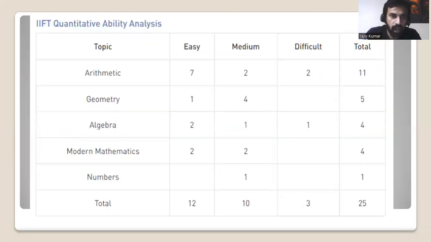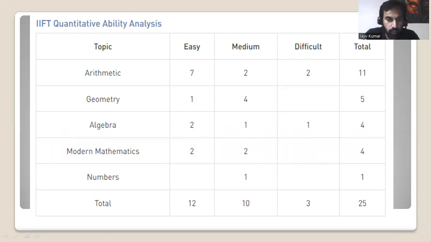Then moving to cons, again, as in other exams, arithmetic proved to be one of the game changers here, right? So you can see the number of questions, 11 questions on arithmetic. That's a big number, right? 11 questions on arithmetic. Geometry, you had 5 questions. Algebra, we had 4 questions. Modern maths, 4 questions, and numbers, 1 question, right?